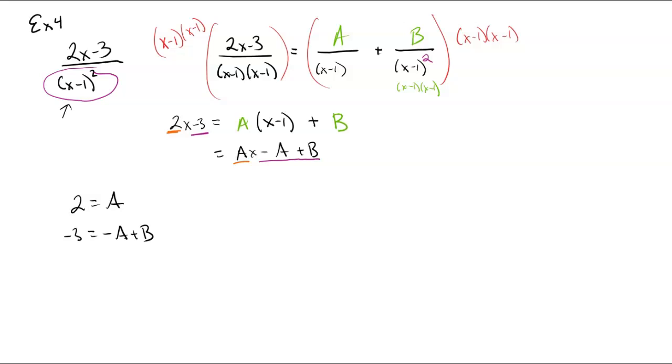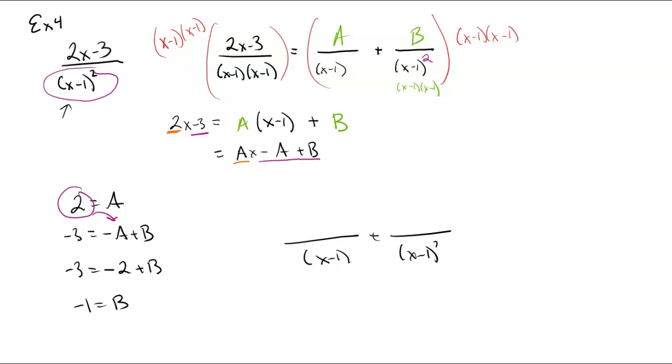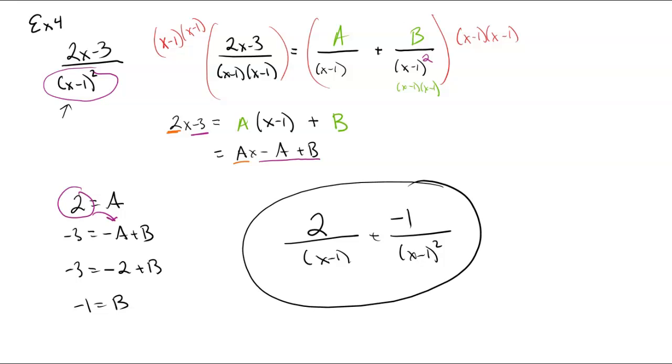Well, great news, right? For us, at least. Here, I already know what one of my answers is. So I'm just going to go ahead and plop that right in here. So -3 is equal to -2 plus b. Add 2 to both sides. I get b is equal to -1. Once I get my answers, I'm going to plug them back in to my equation. My a was 2, my b was -1. And that's all you have to do.